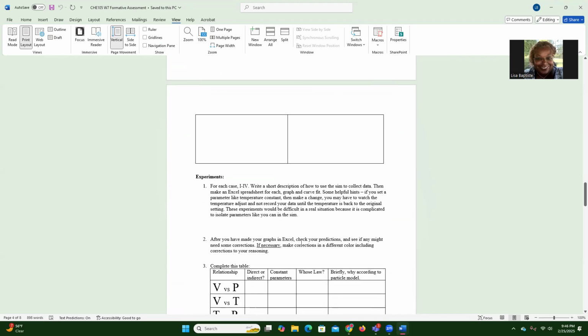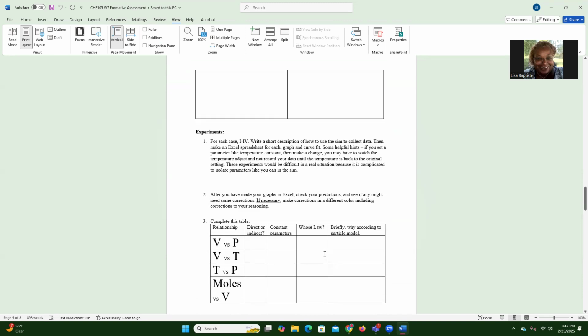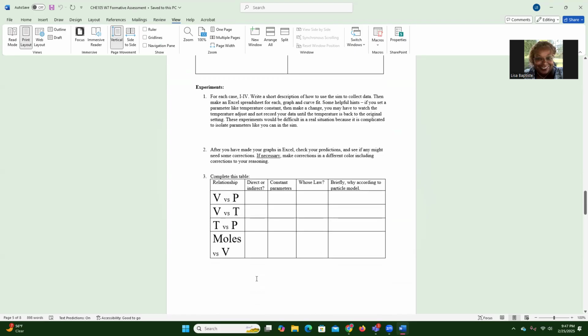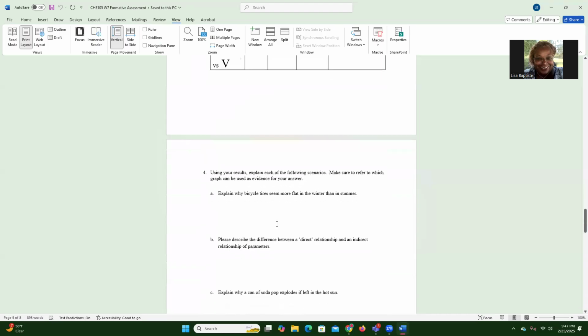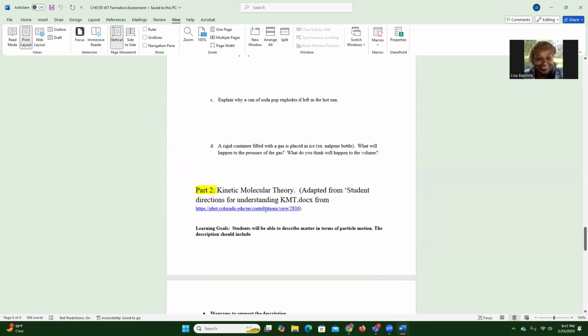So after you made your Excel graphs, check your predictions and see if any might need corrections. If necessary, make corrections in a different color, including corrections to your reasoning, okay? And so then you want to complete this table. Determine if it's a direct or indirect relationship between these four parameters. What are the constants? Okay, whose law is represented in these four relationships? And briefly, why according to the particle model? Okay, so you're going to fill in that table. Then you're going to answer the questions based on what you got.